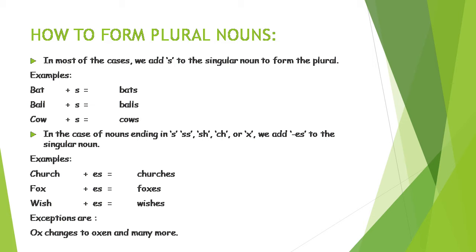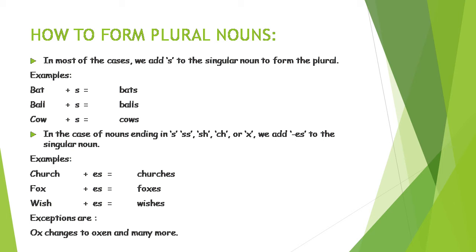Church plus es changes to churches. Here you can see that the noun in the singular form ends with ch and hence it changes to churches by adding es at the end of the word church. Fox plus es gives you foxes. Here also you can observe that the noun in the singular form ends with x and is made into the plural form by adding es at the end of it.